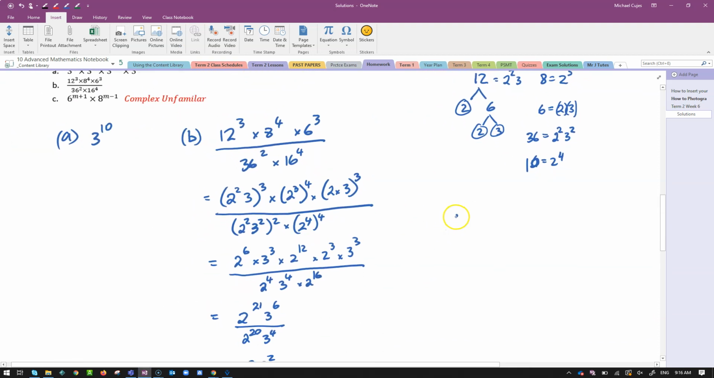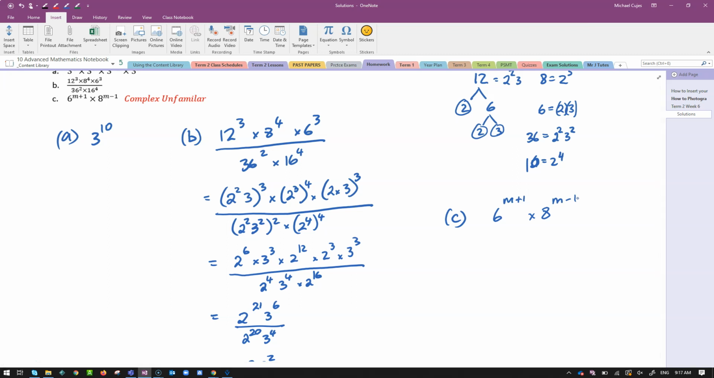All right, part C. Complex unfamiliar, they reckon. 6 to the power of m plus 1 times 8 to the power of m minus 1.